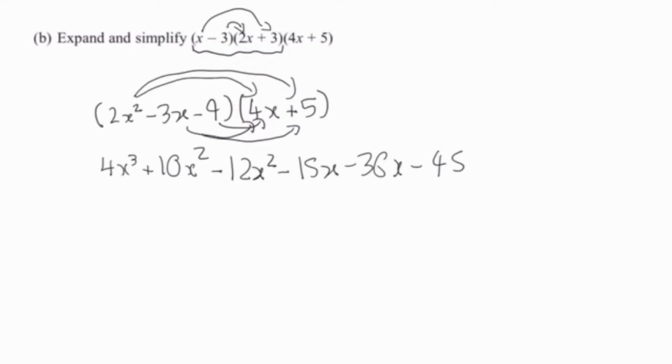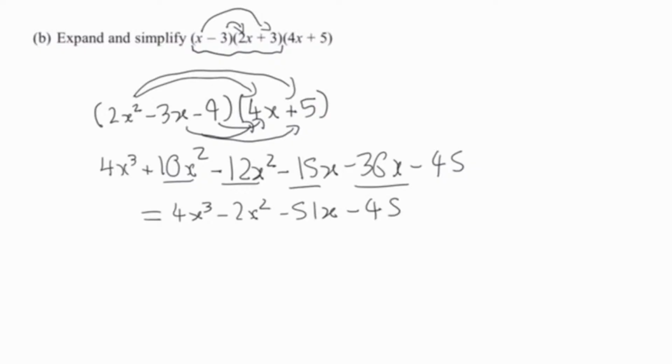And now what we're going to want to do is just simplify this whole thing. So we have 4x cubed, and then 10x squared minus 12x squared gives us negative 2x squared, and then we have negative 15x take away 36x, which is negative 51x, and then we have negative 45, and that will be our final answer for that.